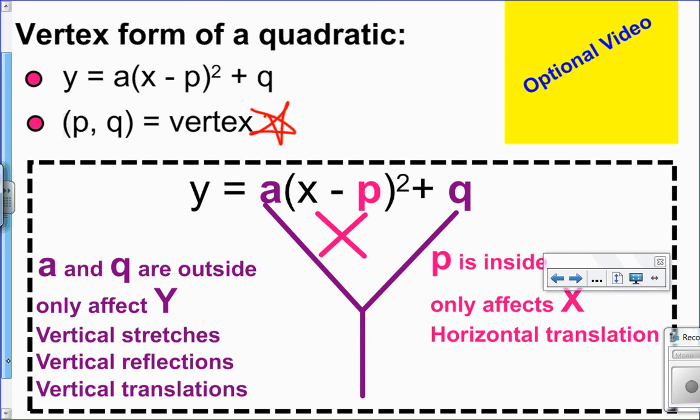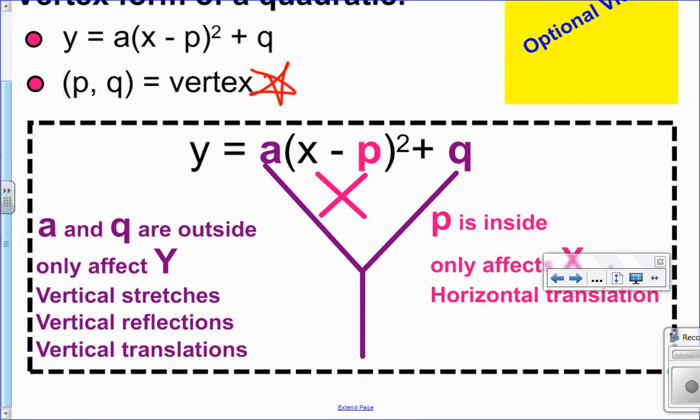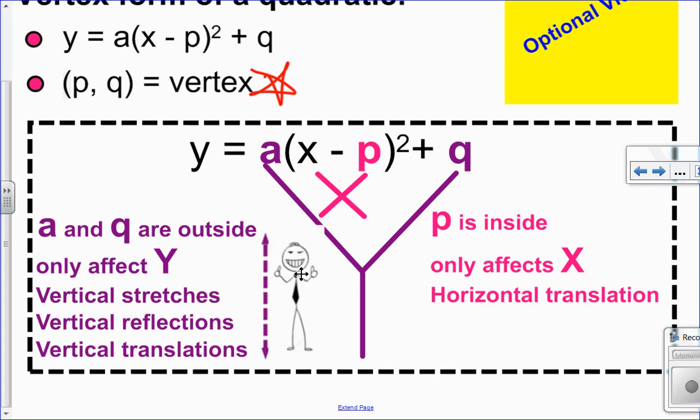So in terms of the equation, here's how I want you guys to remember this, okay? On the outside, the A and the Q values, that kind of forms a Y, that affects the Y values only. So A and Q on the outside are your vertical values, your vertical stretches, reflections, and translations. And I want you to remember that vertical is straight up. Not only is it straight up vertical, it also tells the truth. So it's exactly as you would think.